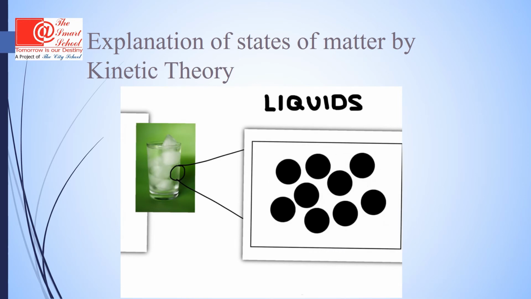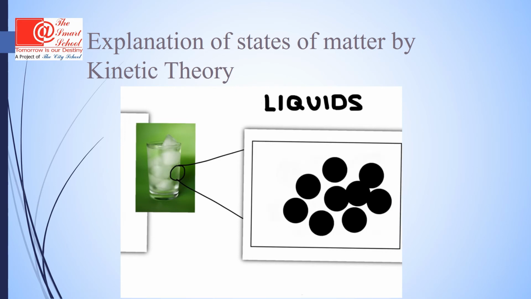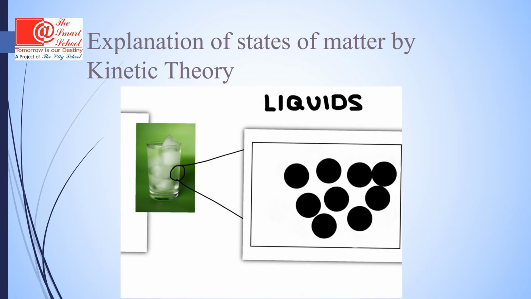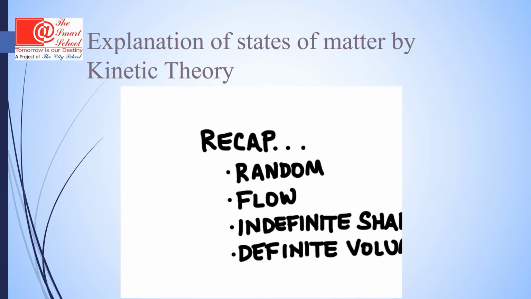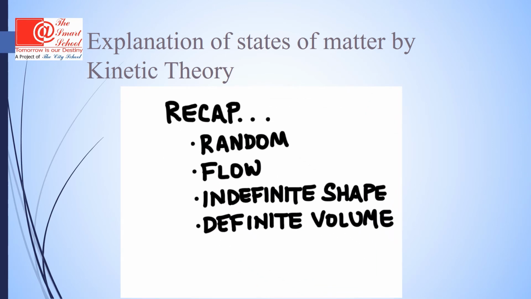They do have a definite volume, and so we could use a measuring cup to measure the volume of a liquid. So let's recap liquids. Here's what we've learned. The motion of the particles of a liquid is going to be random. They're moving faster, they have more kinetic energy, and so they're able to flow past one another, but they don't have enough kinetic energy to break those attractive forces.